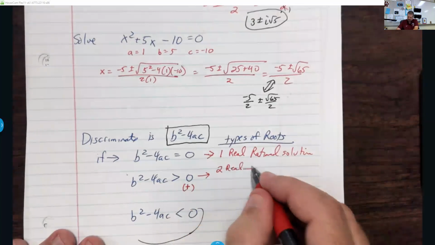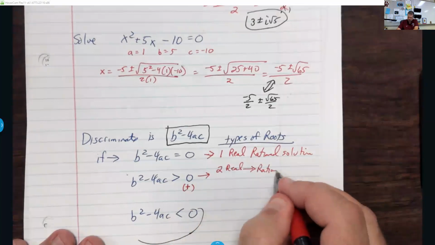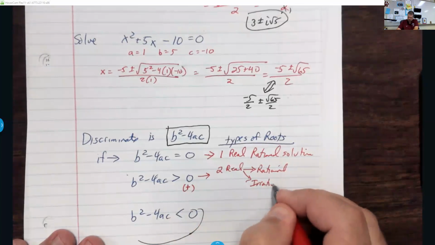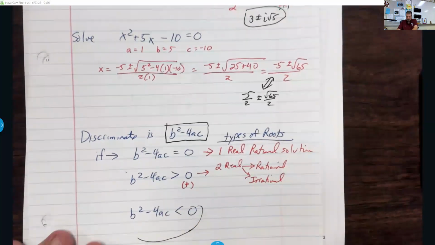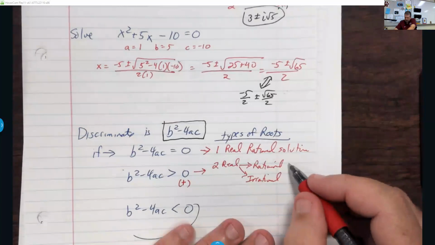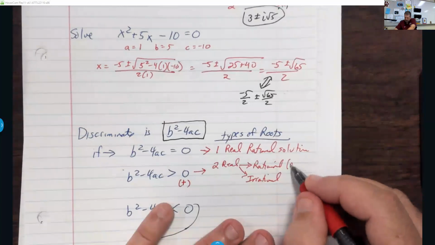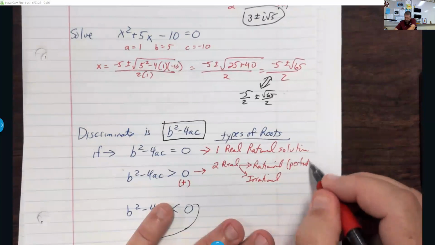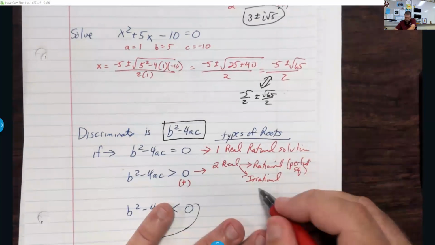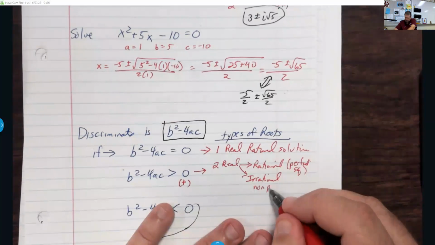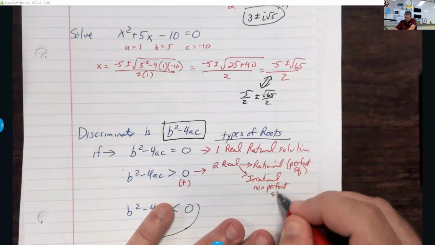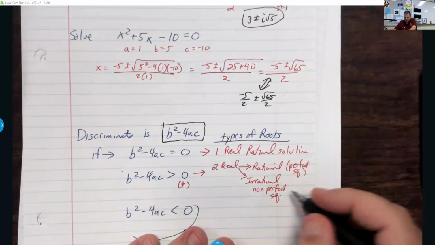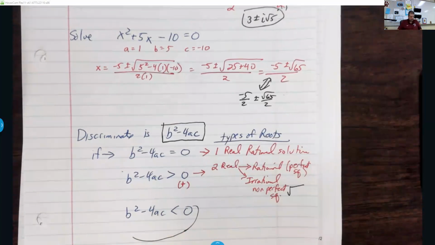Now, they may either be rational or they may be irrational. One of the two. They're rational if that number is a perfect square. They're irrational if they're non-perfect squares. And an irrational just means the answer is going to have a square root in it.